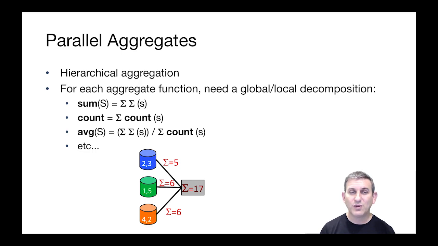Now for average, of course, we're going to do the sums separately from the counts. For min, you can figure out what it would be, and for max, you can figure out what it would be. But in general, for aggregates, we're going to have local decompositions, local aggregates, and then we're going to have some global finalization aggregate that's going to put the local aggregates together.